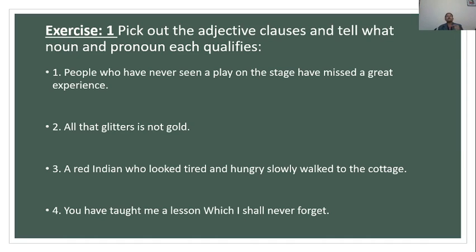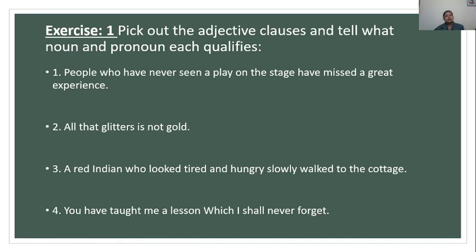So first of all, what are relative pronouns and relative adverbs? Do you remember? Relative pronouns are who, whose, whom, which, that, and your relative adverbs are when, where, why, how. So first of all, we find these relative pronouns, because these relative pronouns introduce the adjective clauses in the sentence.